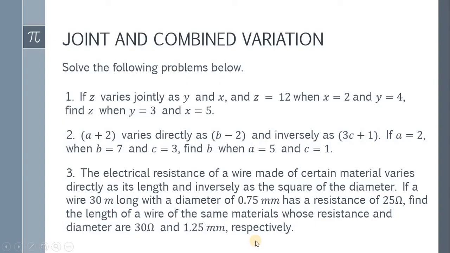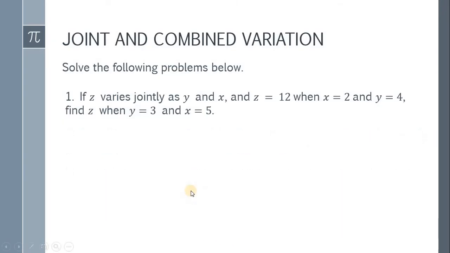Now, let's have the solution for number 1. So, we have the first sentence. Z varies jointly as y and x. So, varies jointly, meron tayong imumultiply. Ano yung multiply natin? Yung y and x. So, we have z is equal to k times y times x. Next step natin, kagaya ng pagkukompute natin sa direct and inverse variation, kailangan makuha muna natin yung constant of variation and then gagawa tayo ng equation.